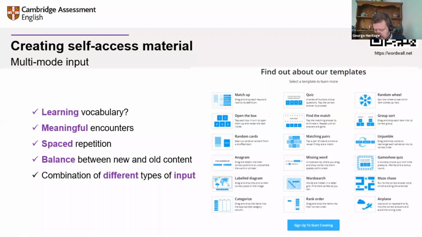Multi-mode input, Victoria. We spoke about this before, using a mixture of written or video or audio, but beyond that, we're focusing perhaps on vocabulary at this point. Yes, sometimes when we think about learning vocabulary, do we learn the vocabulary that we have covered in one lesson? Probably we need some repetition. We need to come across this vocabulary several times before it sticks. So we need to try to produce meaningful encounters so students find the opportunity to use this vocabulary in context, and that this context is also relevant for them.